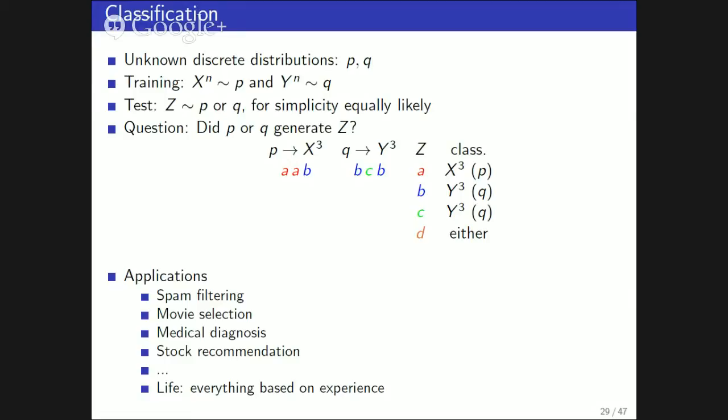Just an official question. When you say XN is P, you mean XN is IID P, is that right? Correct. Yeah, I should have written IID. I forgot. So XN is distributed according to P, IID. I apologize.